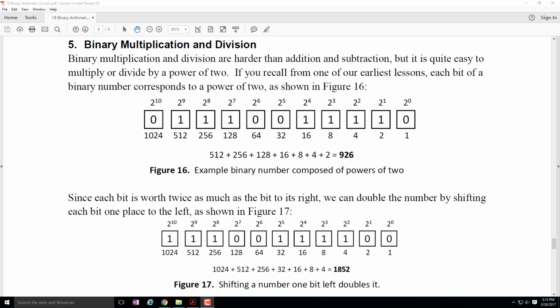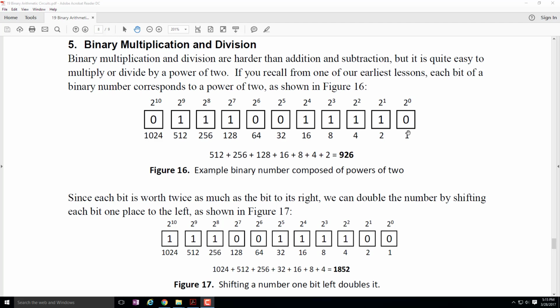We're going to wrap up our discussion of binary arithmetic circuits by talking about binary multiplication and division. Now, in general, binary multiplication and division is harder than what we're going to talk about today. There are more details to be considered, but this is just an introductory course, so we're just going to see the very basic way of doing multiplication and division, and that is to shift the number left or right.